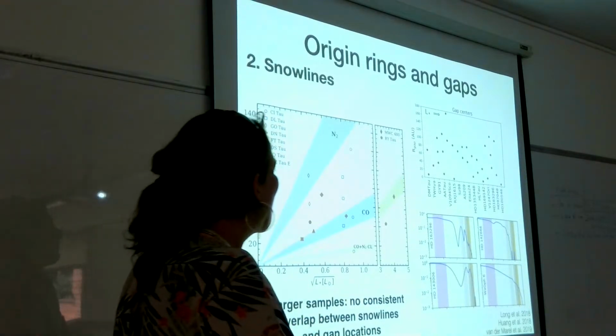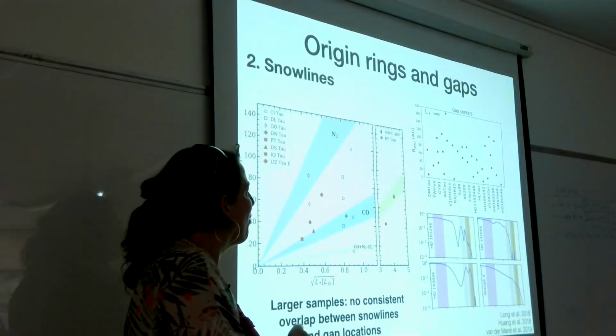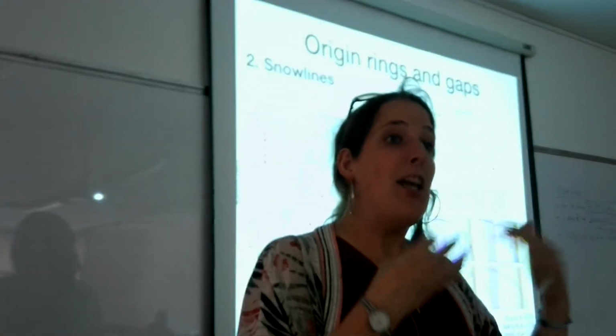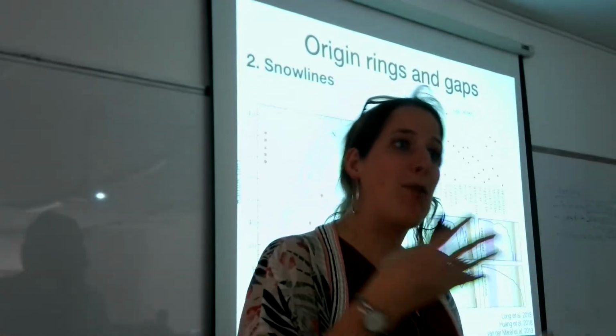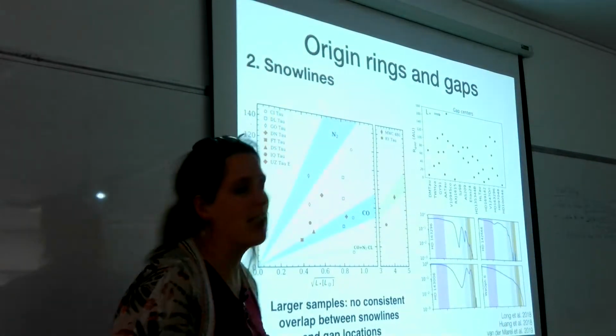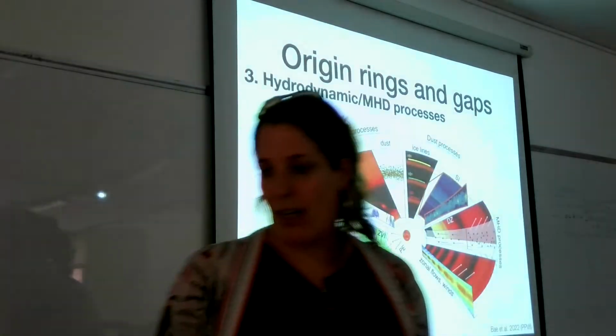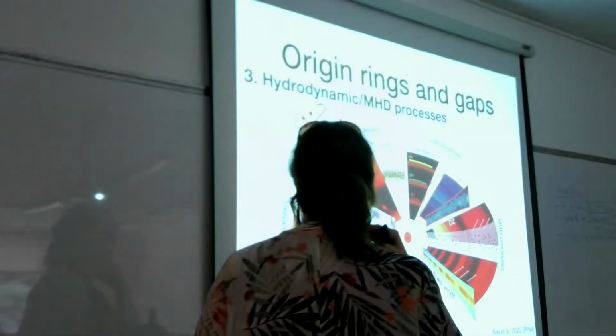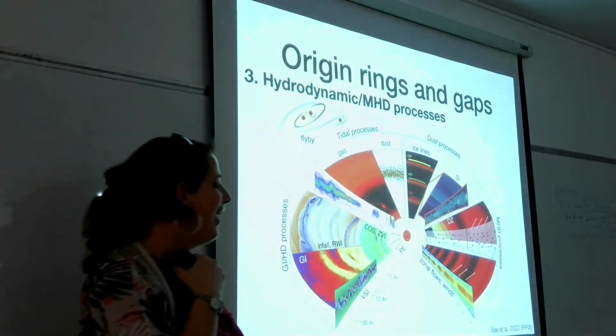And in all 3 papers, we did a large sample study of different targets, essentially finding that it may be an explanation for some of the gaps and rings, but it's not a uniform explanation. You cannot explain all of this in this way. And then finally, I mentioned it briefly this morning also.